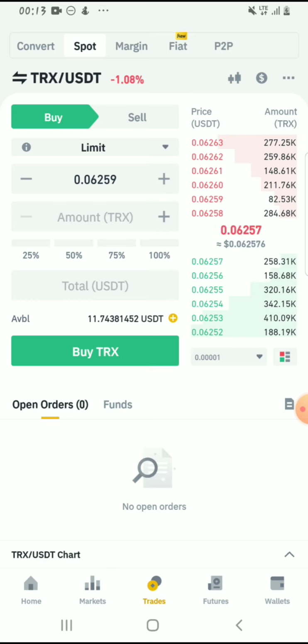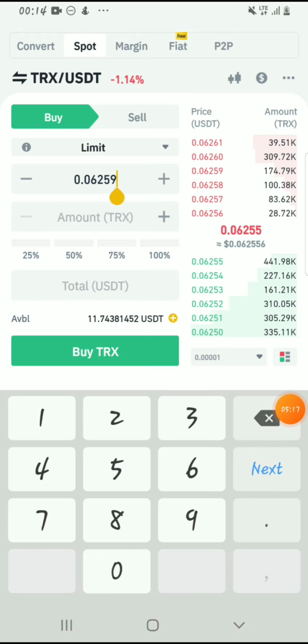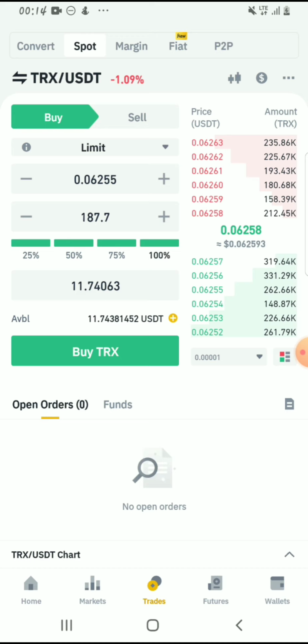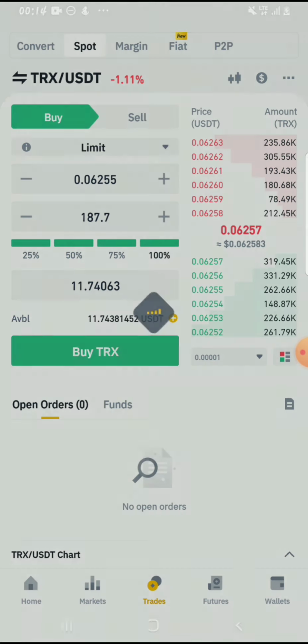For example, I choose to buy TRX. The price is currently moving around 0.06256. Let me say I choose to buy it for 0.06255, and I choose to spend all my dollars. That's it. So I just click on buy.